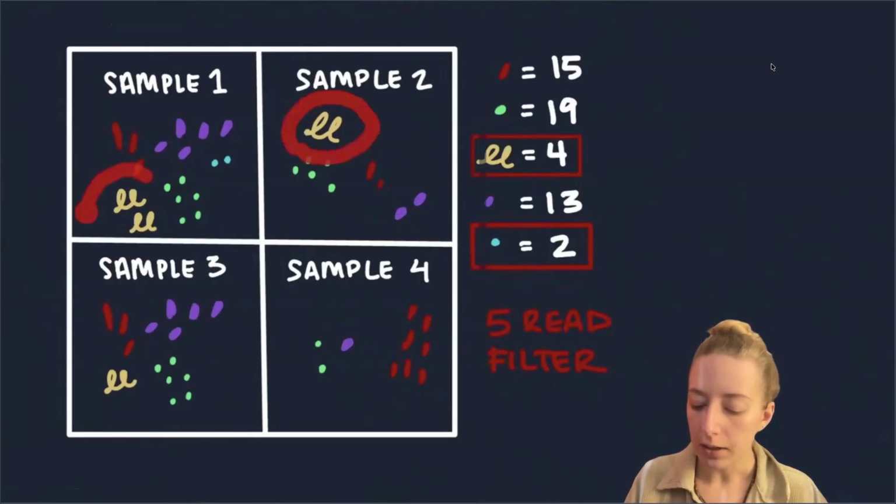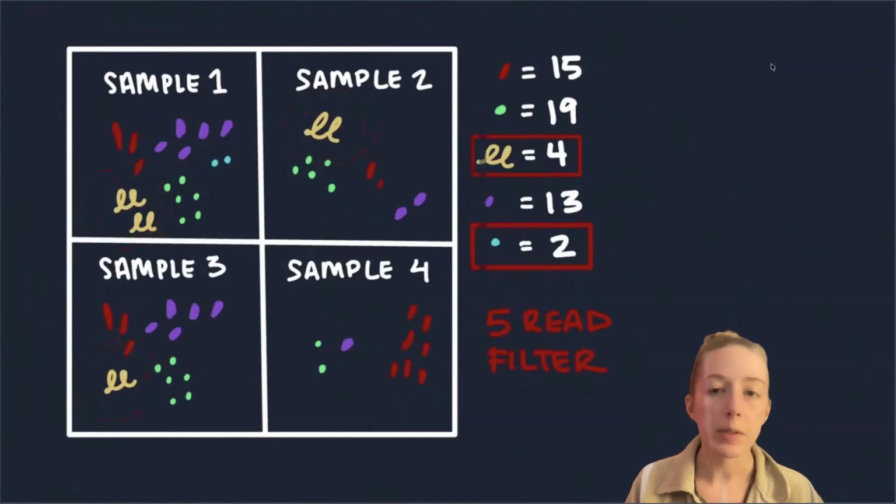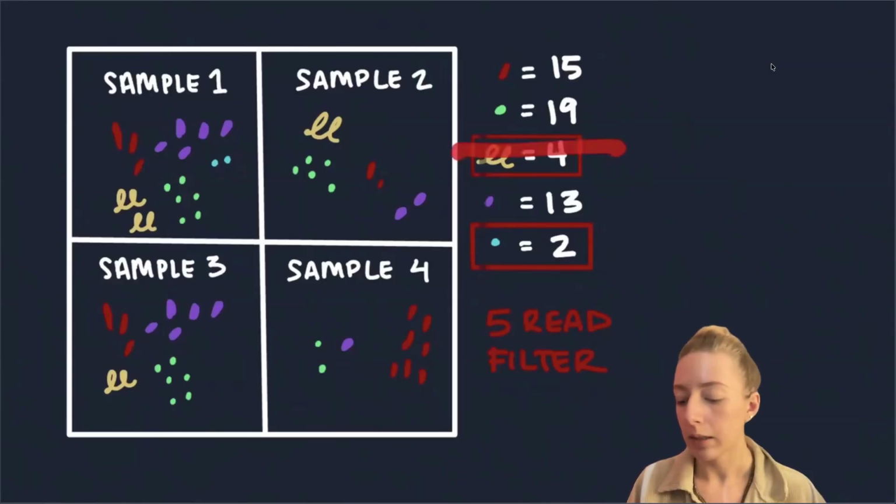So here, these yellow curly microbes, there's only 4 of them across all of our samples. And so their total abundance would be 4, as well as the blue one right here. There's only 2 across all of our samples. And if we were to apply this 5 read filter, those both would be removed. Hopefully that makes sense.